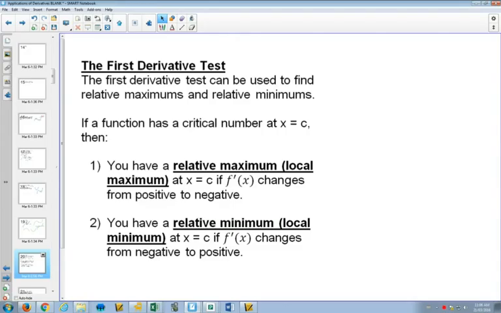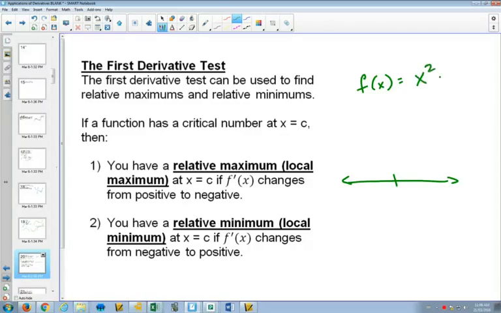So for our relative maximum, what's going to happen? You're going to find out our critical point where the derivative is equal to 0. So just as an example, let's say if we had this, our derivative would be 2x minus 2, and if we set that equal to 0, you would find out that x is equal to 1. So your critical point would be 1.